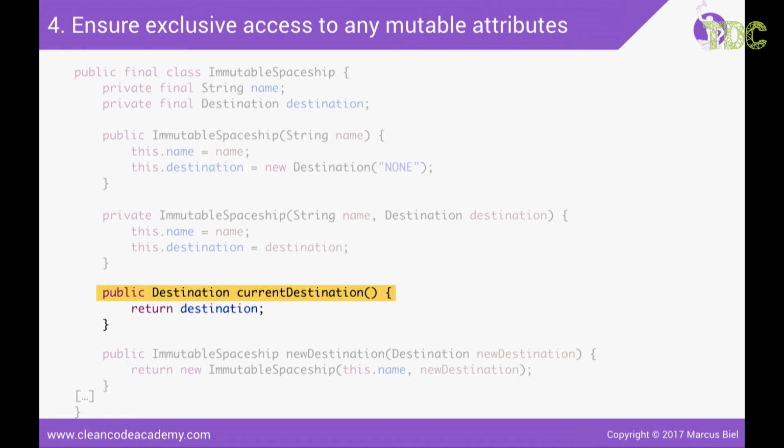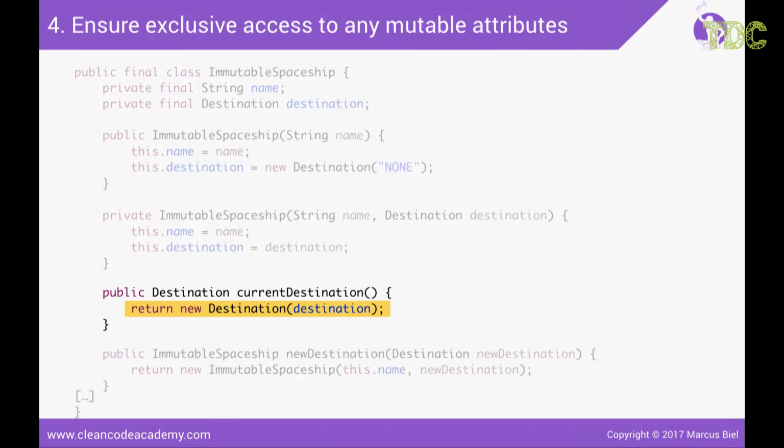So, next one, public current destination. This does not receive any parameter, that's good, but it returns the reference to destination, and that's not so good. Because now, anyone who calls the method directly has a reference to destination and can change it. So we must not allow that. So instead of returning destination directly, we return a deep copy of destination, and then we are safe again.